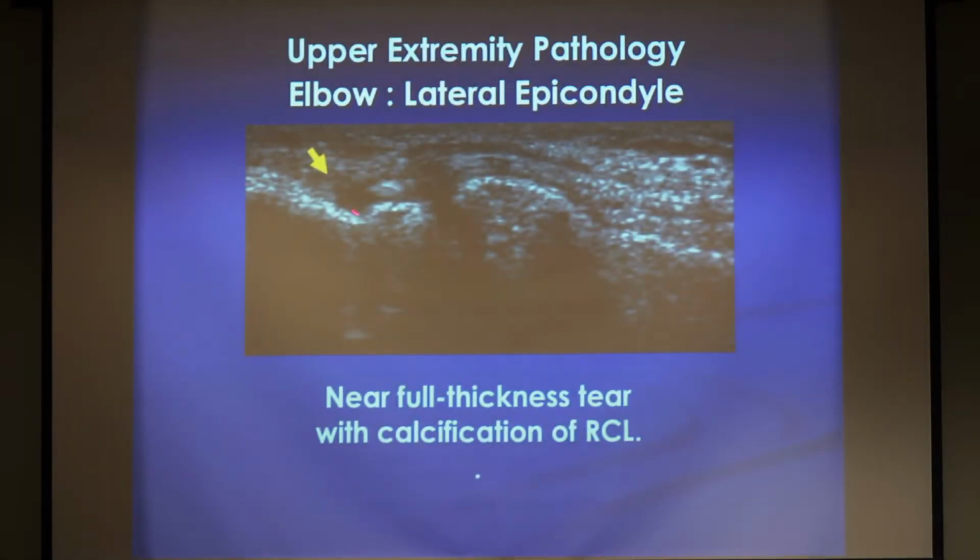Remember that 60% of this slope is tendon attachment. The deeper portion is the RCL ligament, the radial collateral ligament. This is a near full thickness tear with calcification of the deeper radial collateral ligament. So again, make sure you evaluate those interfaces closely, remembering it's a ligament deep and a tendon superficial.